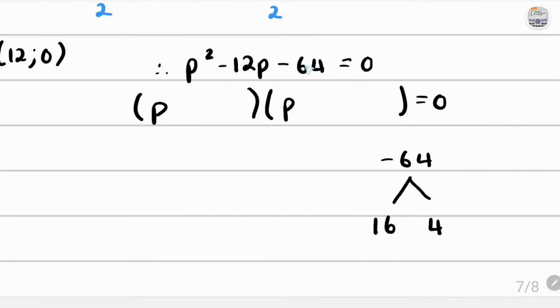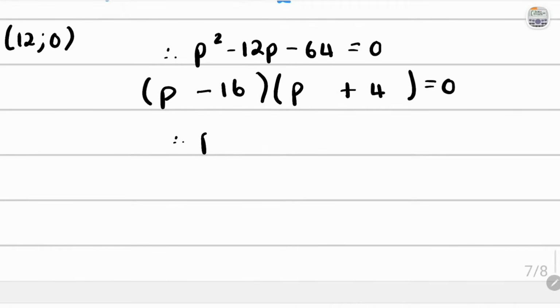Okay, 16 times 4 is 64. To ensure that this stays negative, we can make the 16 negative and the 4 stays positive. So negative 16 plus 4 gives negative 12. And there we go, that is the middle term's coefficient. So those are our factors, negative 16 and positive 4. And so therefore, p is equal to 16 or p is equal to negative 4 when that gets transposed.